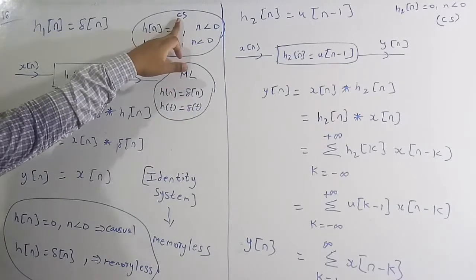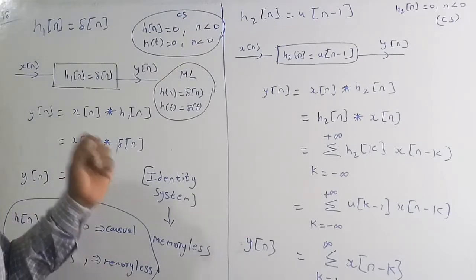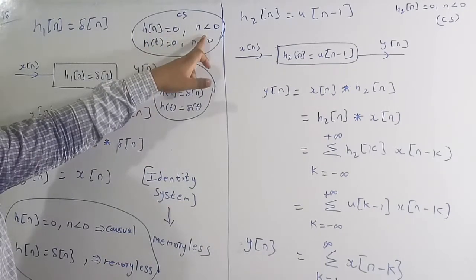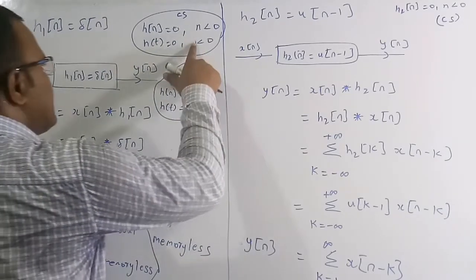For a causal system, the output has to be independent of the future input values. Only then is the system said to be causal. If you want to define it in terms of the impulse response, h of n is equal to 0 for n less than 0 in the discrete time, and h of t is equal to 0 for t less than 0 in the continuous time.